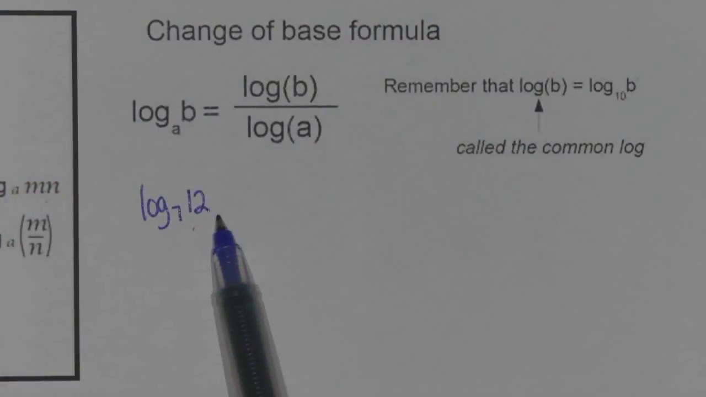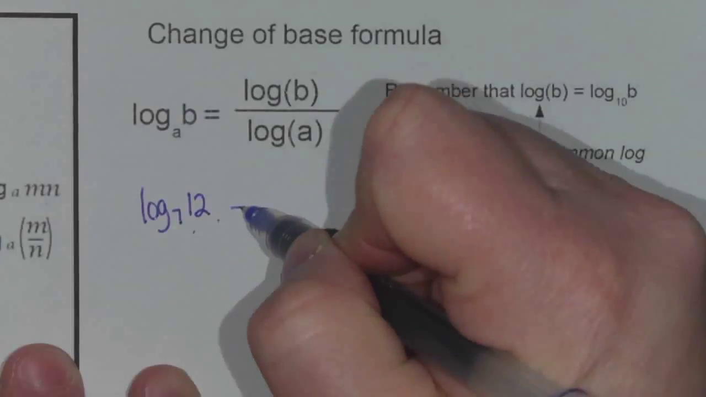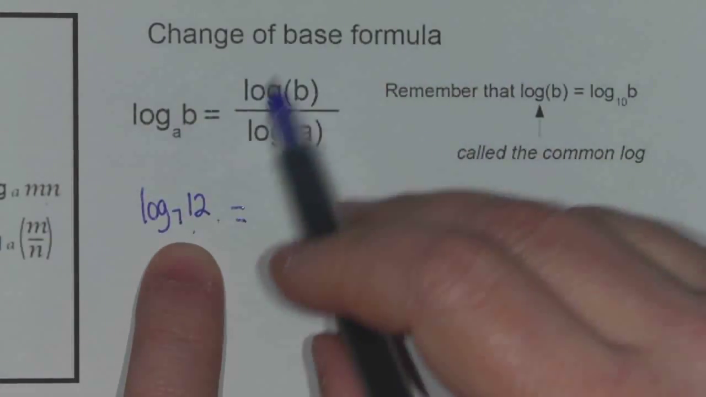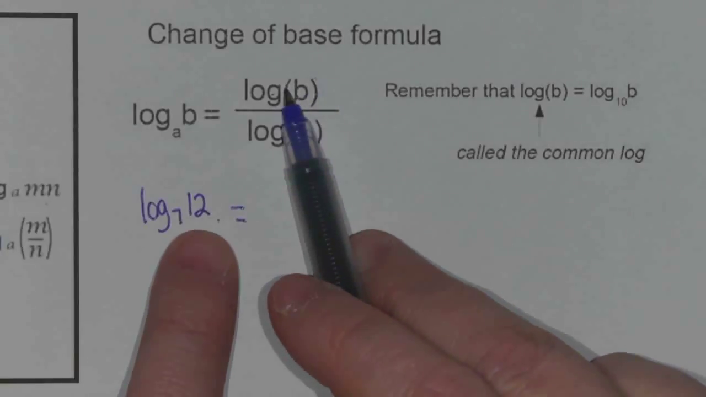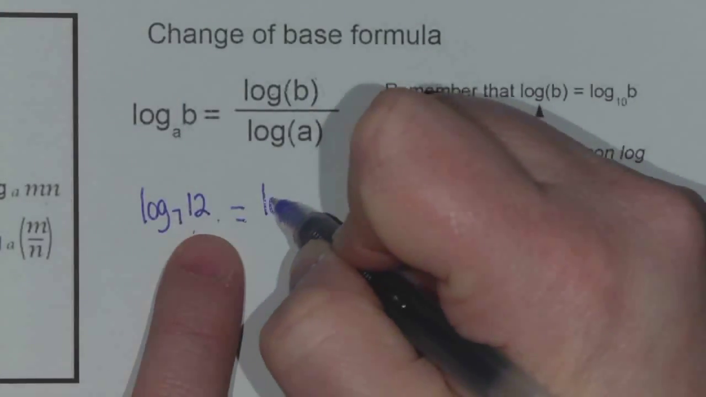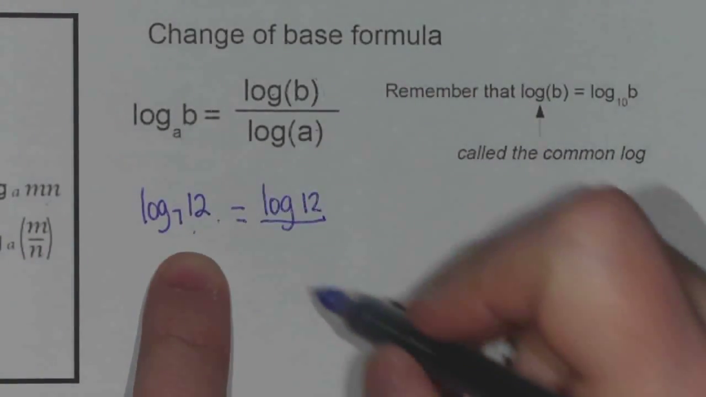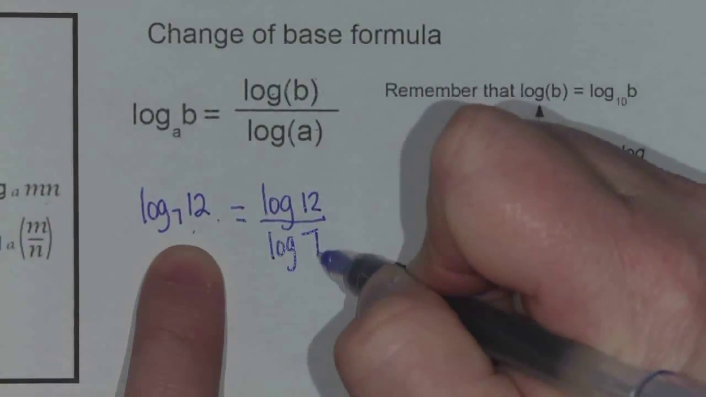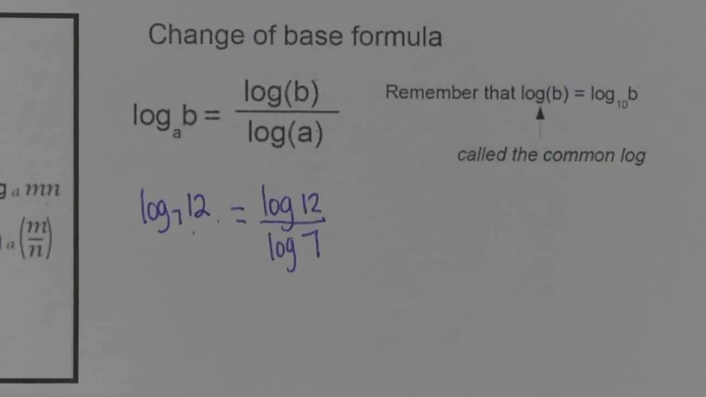Say I have log base 7 of 12. I cannot punch that in my calculator the way it is, right? Because I don't have a base 7 logarithm on my calculator. But if I use this log formula, the change of base formula, then I can punch it in my calculator. So it says to do log of the big number. What's my big number? 12. Over the log of the small number. Now can I punch that in my calculator? Yeah, like a fraction with logarithms, it works out super nice.